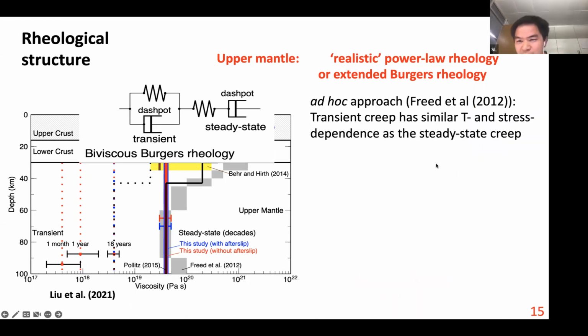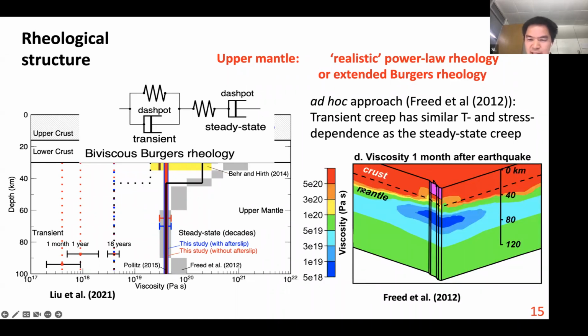In this regard, Professor Andrew Freed made efforts to include transient creep in his models with power law rheology. He assumed that the transient creep has similar temperature and stress dependency as the steady state creep. And his estimate of the effective viscosity in the first month of the Hector Mine earthquake is about 5 times 10^18 Pascal seconds, which is an order of magnitude higher than our estimate, which is based on Burgers rheology. So that means we need to find a better way to include the transient creep in our models with power law rheology when we want to model the postseismic deformation.